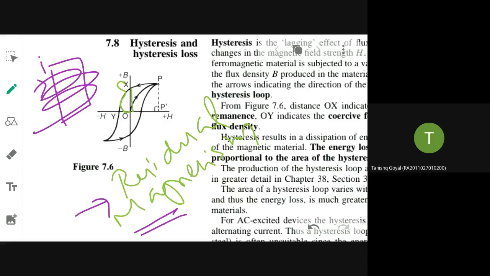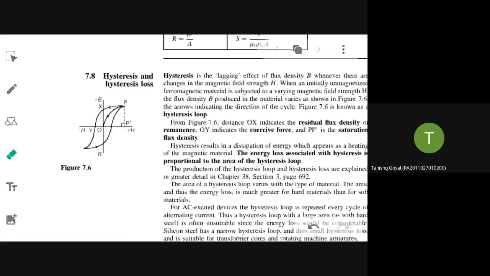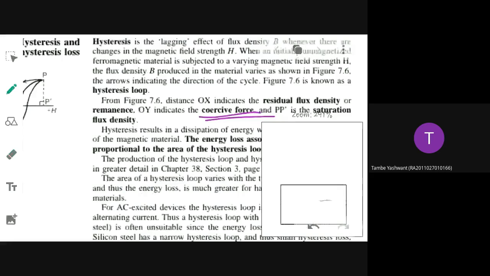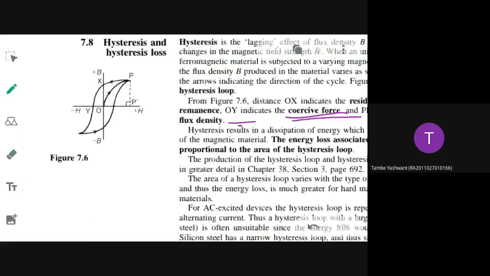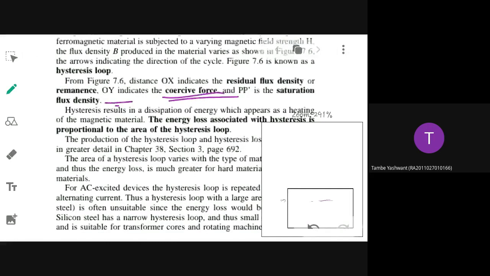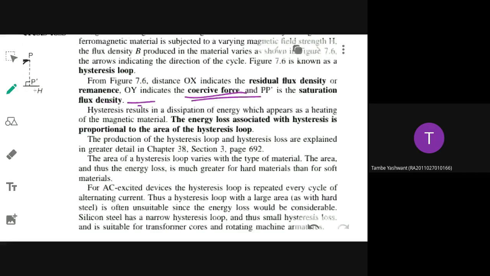Residual magnetism. Residual magnetism, that is this OX. Okay, and one more thing you have to remember, that is called coercive force. So, coercive force. All right, these two things: residual flux density, remnants, and coercive force.